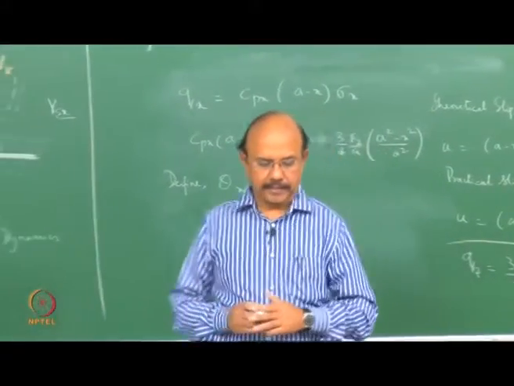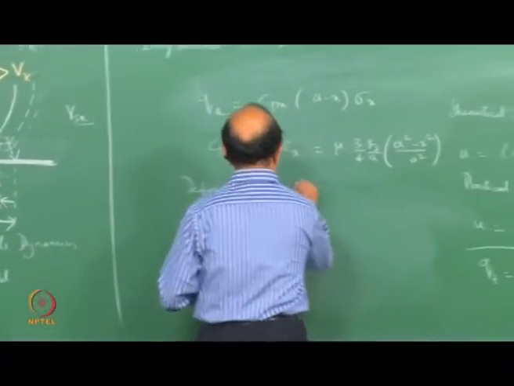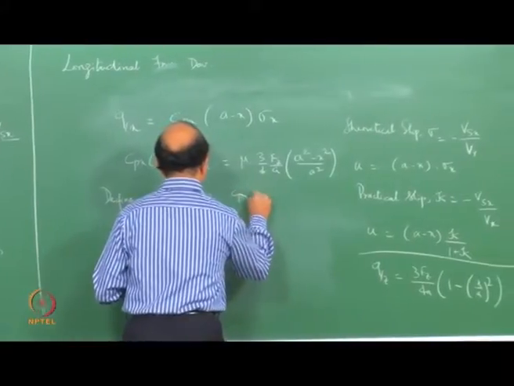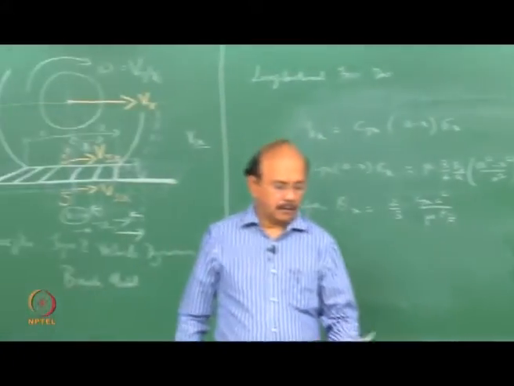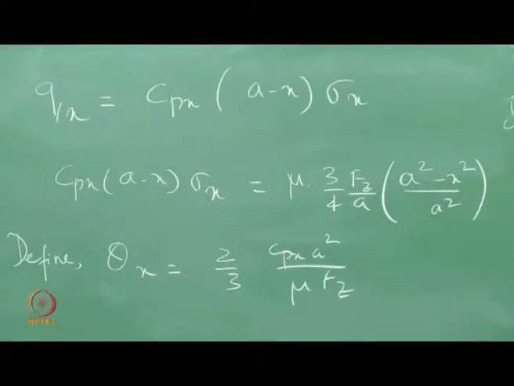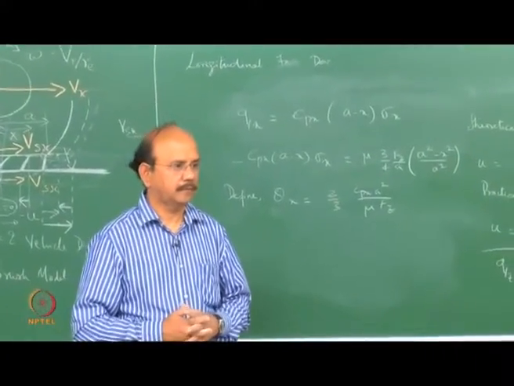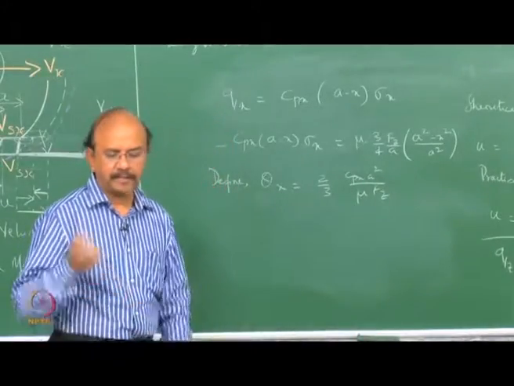Let's define theta x to be 2 by 3, let me write that carefully, 2 by 3 Cpx a squared over mu into Fz. Okay, let me simplify this expression now. Can you do that? Write a squared minus x squared as a plus x into a minus x. Substitute for theta and get me the relationship between theta and sigma x.